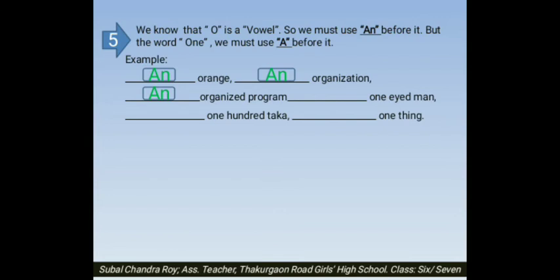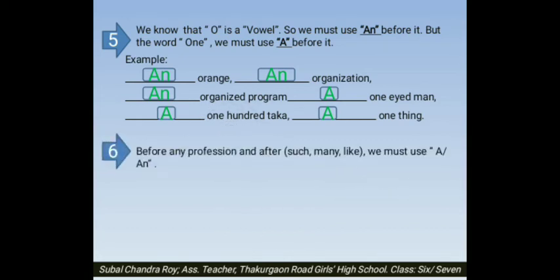One-eyed man, one. As we can see here, one. So we have to use article a here: a one-eyed man. Okay, this one, a one-eyed man. And next phrase, a 100 taka. Okay. And then a one thing. Okay, this one. So let's go to the example and let's go to the rule number 6.